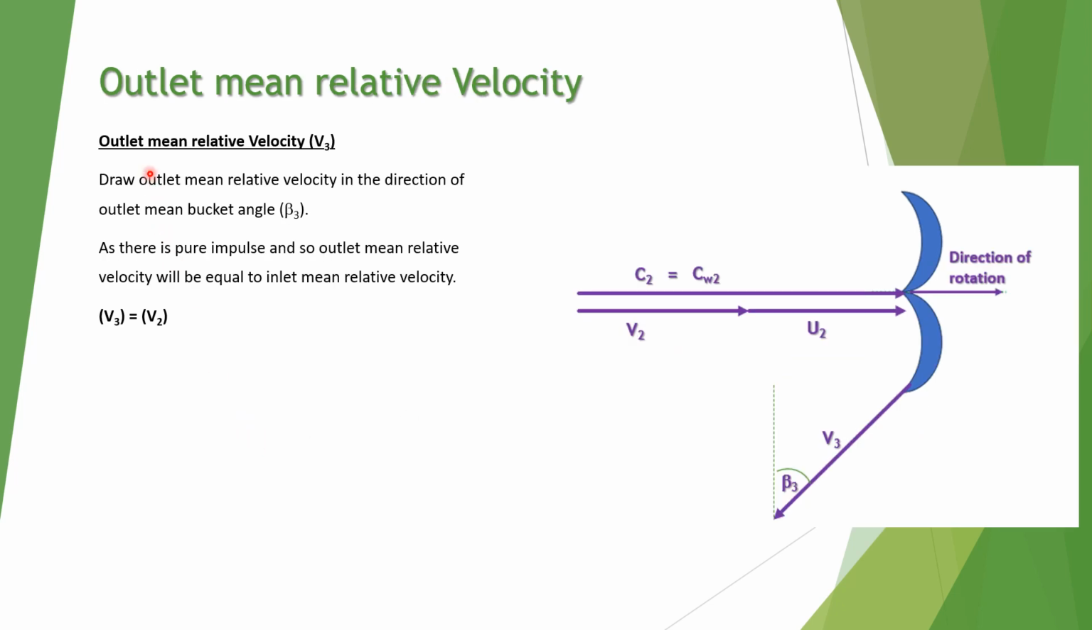Now the outlet mean relative velocity v3. Draw the outlet mean relative velocity in the direction of the outlet mean blade angle, that is beta 3. As this is a pure impulse, the outlet mean relative velocity will be equal to the inlet mean relative velocity. So v3 is equal to v2. Even considering the friction losses, we can write v3 is equal to v2 because this is a pure impulse.